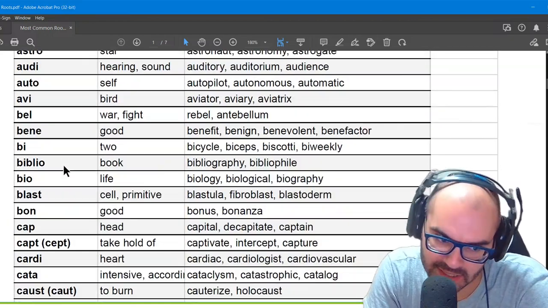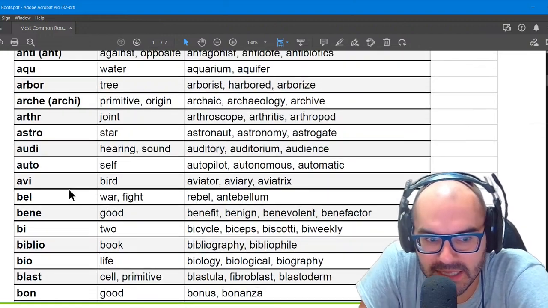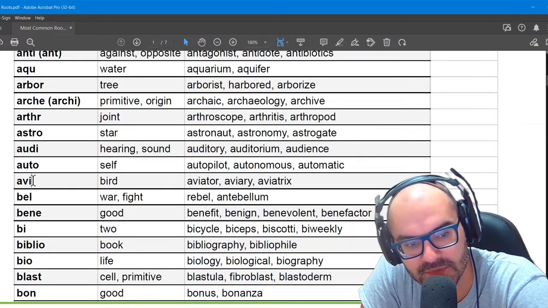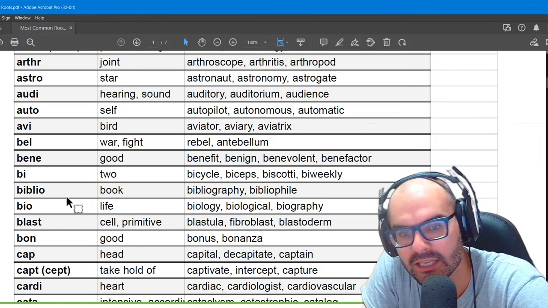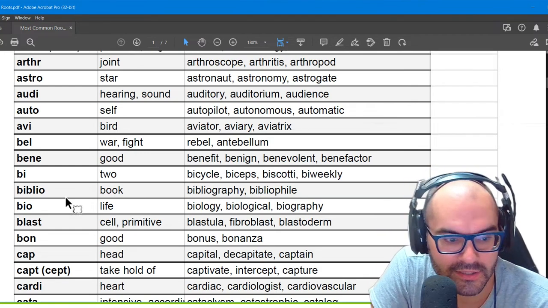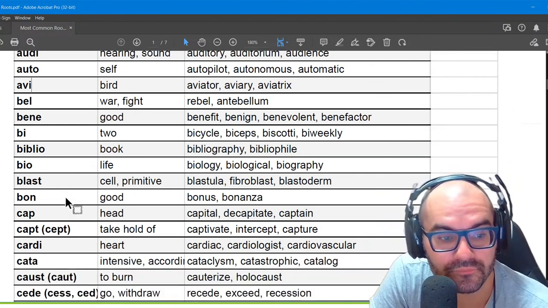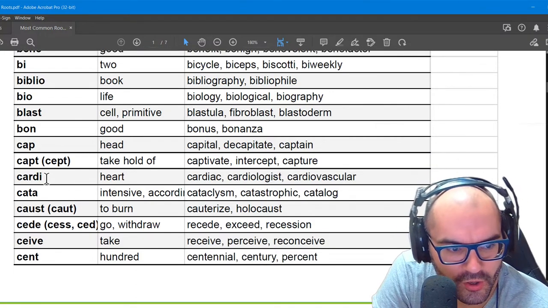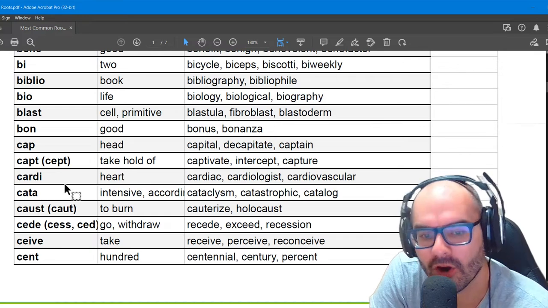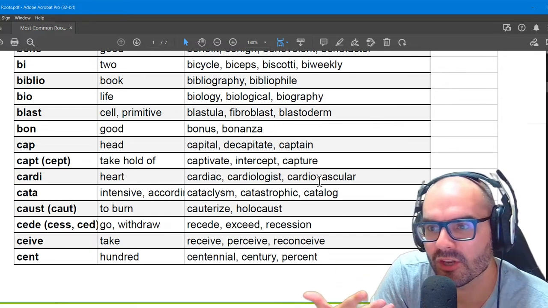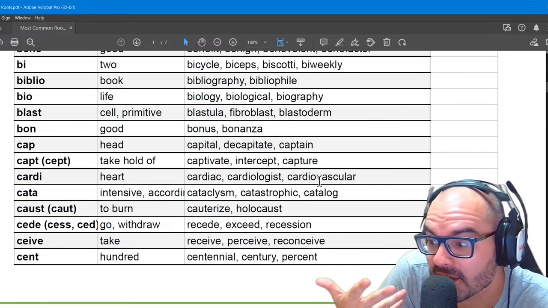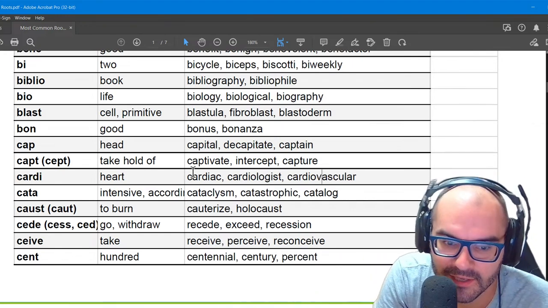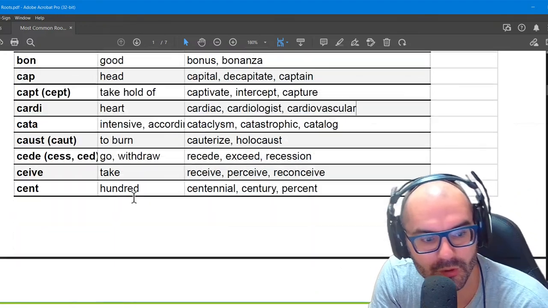Having said that, this is a long list too. So I wouldn't say that necessarily you want to memorize every single one of these, but get familiar with some of them, because it might save you some time. Like the fact that cardi refers to the heart: cardiac, cardiologist. You might be familiar with these already without even realizing it, and that can save you some time instead of having to memorize multiple words that have similar roots.